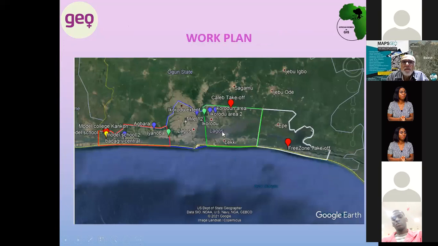In order for us to execute this project, we needed to divide Lagos into 4 zones. So we have the Ekpe zone, we have the Ikorodu zone, we have the Ikeja zone, and we have the Badagry zone. We are currently executing in the Ikorodu zone, which is just right here in the middle.